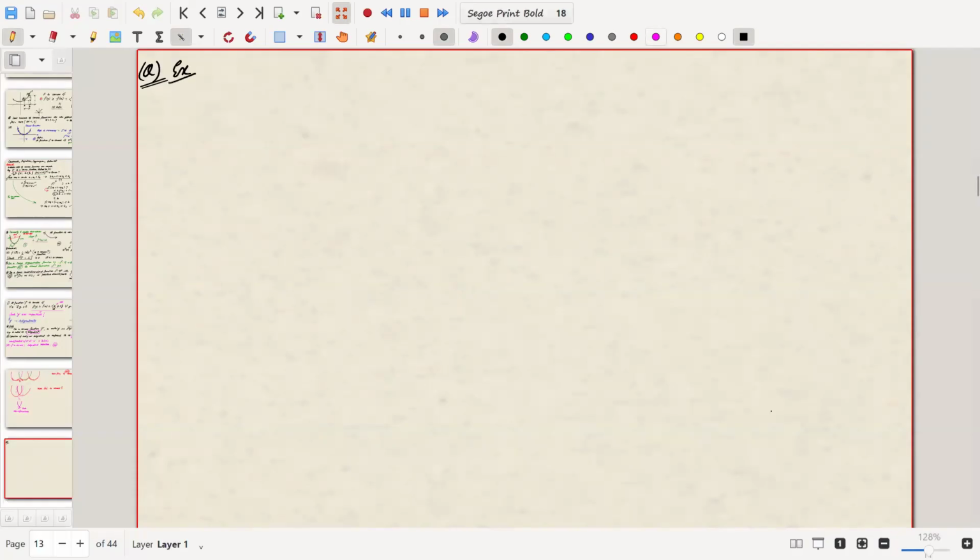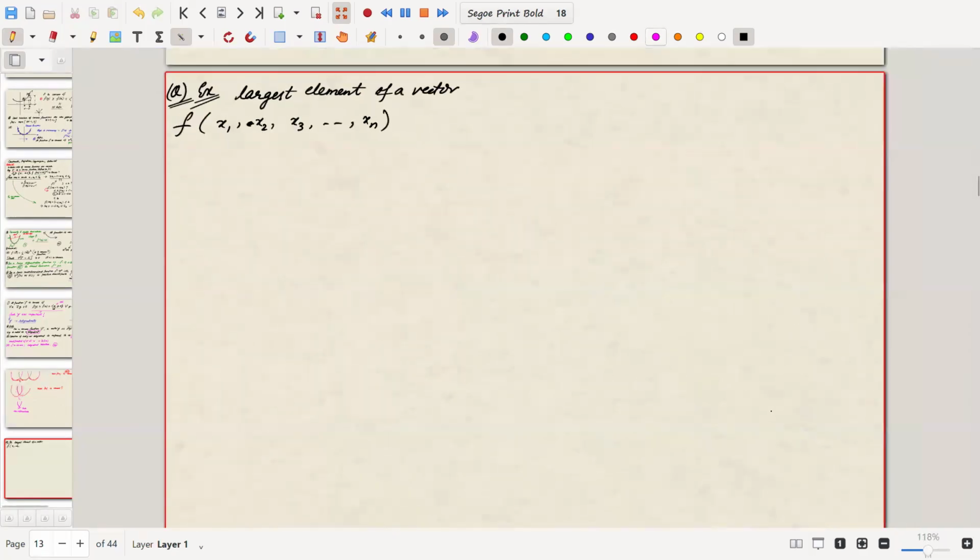So one example, starting from the previous lecture, is the largest element of a vector. Suppose we take a vector. A function f takes an n-dimensional vector x1, x2, x3, and so on till xn as input. These x1, x2 up to xn are the elements of the vector, and the function gives you the maximum element of that.